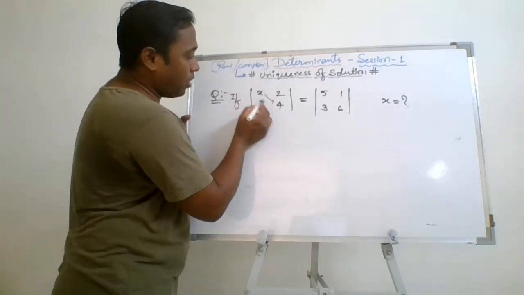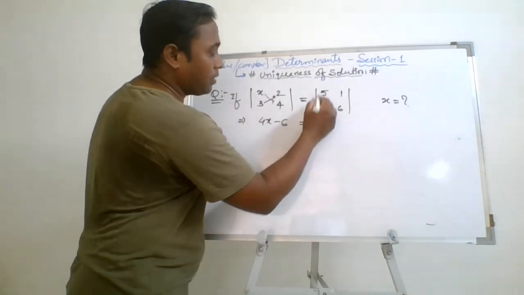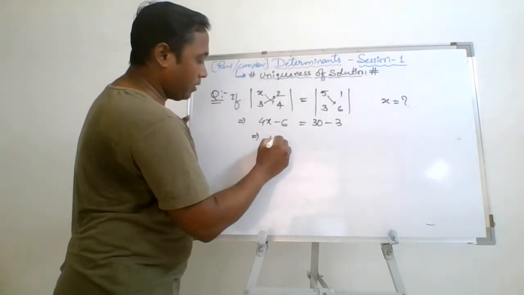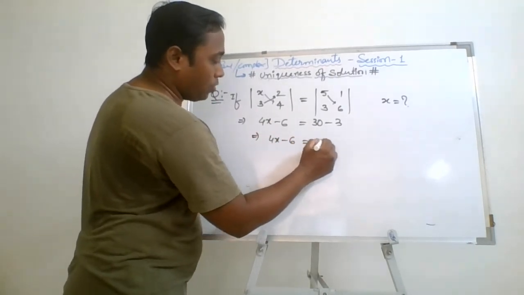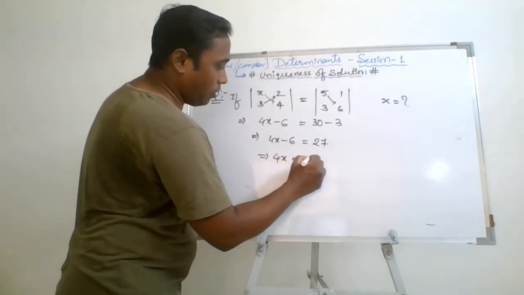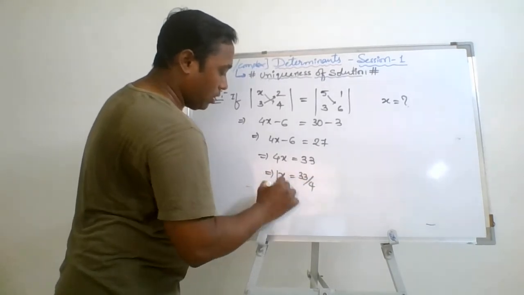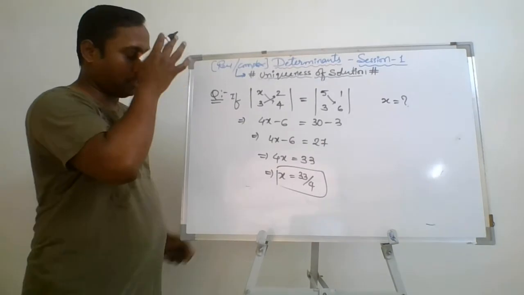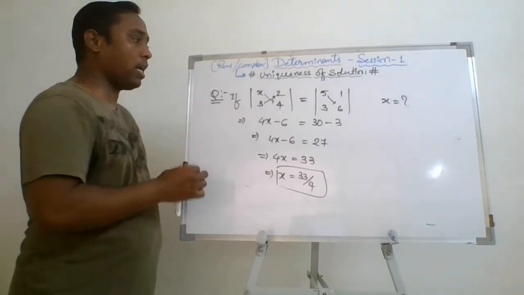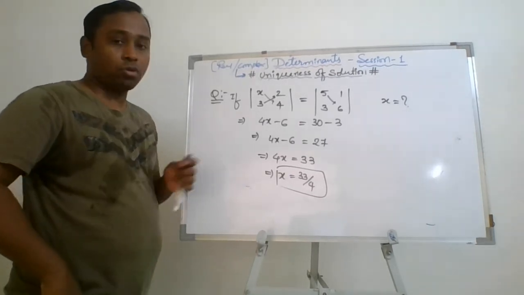Now when you do this calculation, it will be 4x minus 6 is equal to 30 minus 3. So 4x minus 6 is equal to 27. Ultimately 4x is equal to 33. So x is equal to 33 by 4. So we are able to find the value of x, nothing else. This is one of the questions frequently asked in boards for 1 mark and 2 mark questions. Apart from this, one more question I am taking.